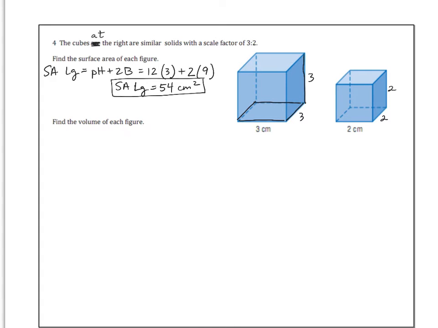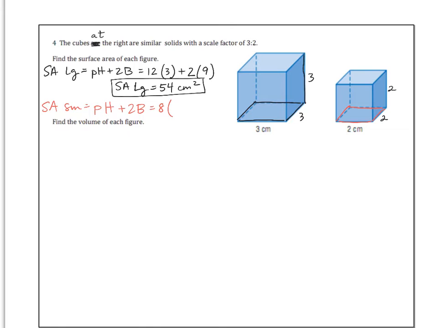Now let's do the smaller cube. So the surface area of the small cube. It's still going to use the same formula, Ph plus 2B. Perimeter of the smaller base. So it's going to be 2 plus 2 plus 2 plus 2. You can see it outlined in red there. 2 times 4, in other words, is 8.